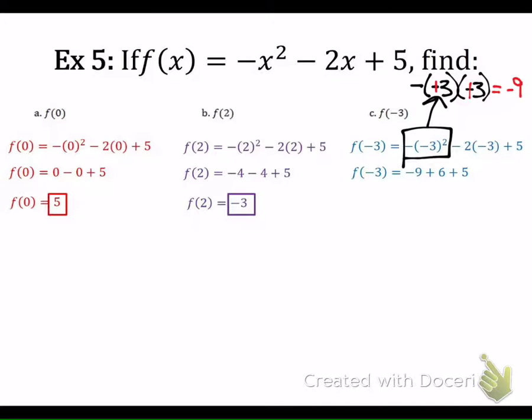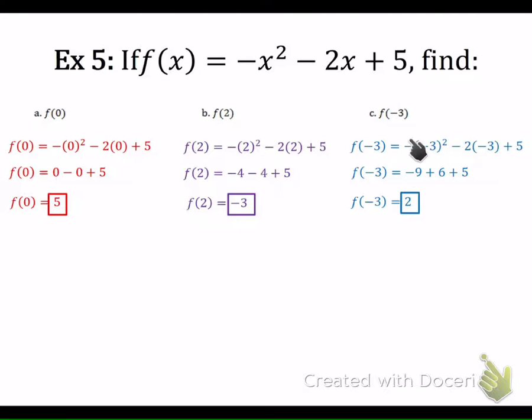All right, negative 9 plus 6 is negative 3 plus 5, positive 2. That was a lot. But again, the calculator knows how to do that. If you typed a negative, then the parentheses, negative 3, close the parentheses, square it, it'll do the whole thing for you.